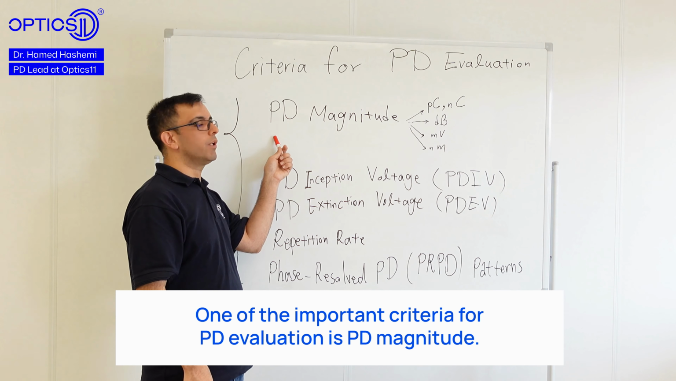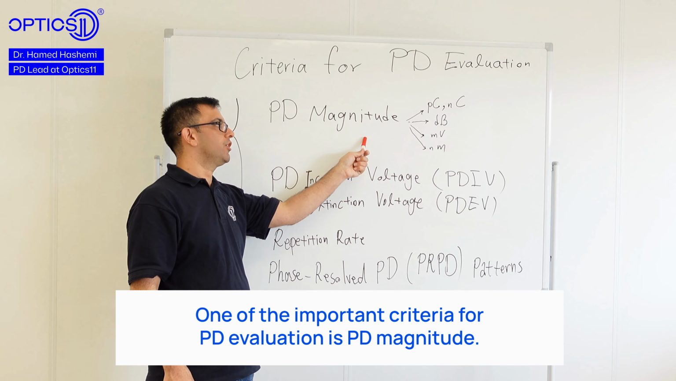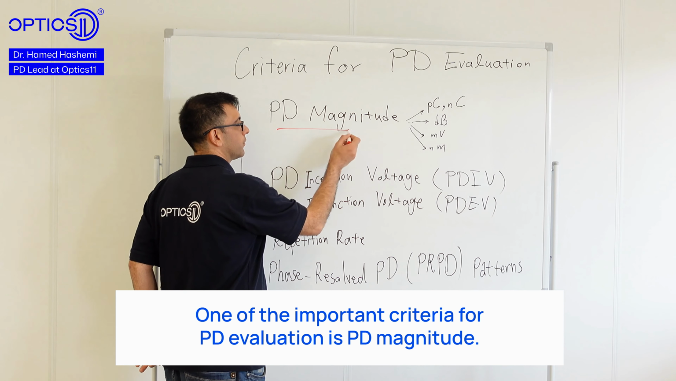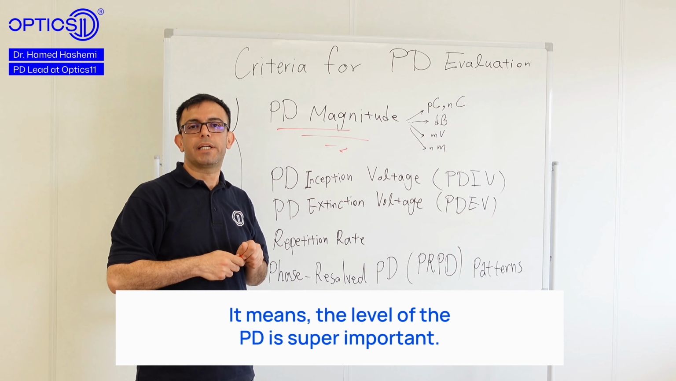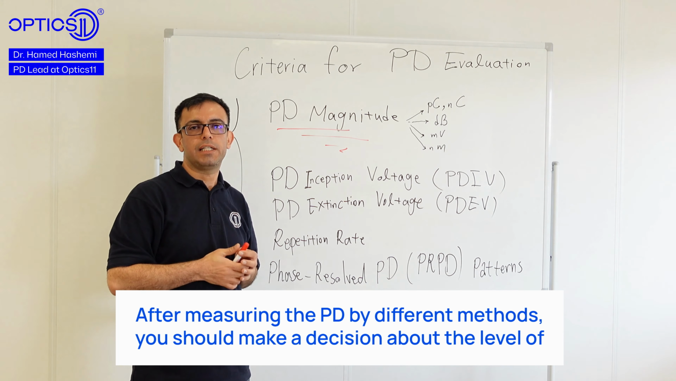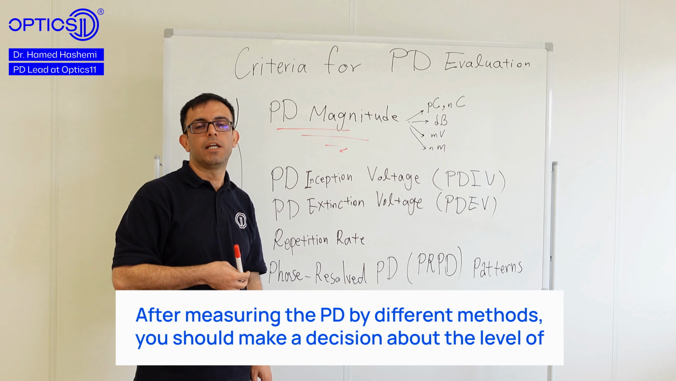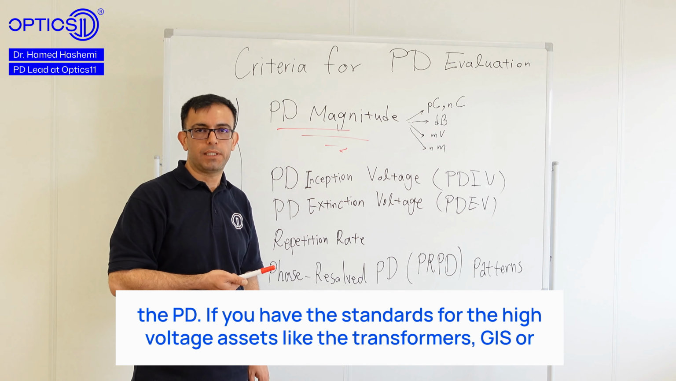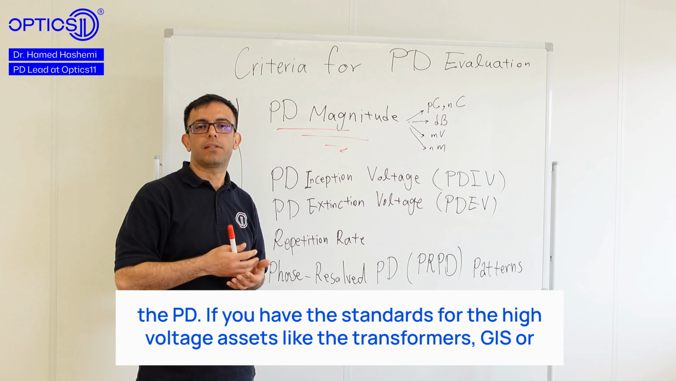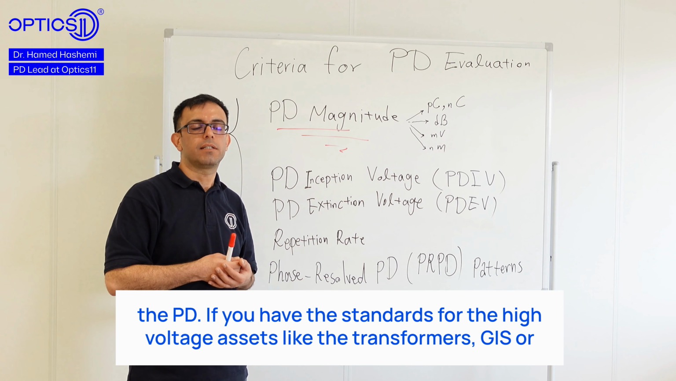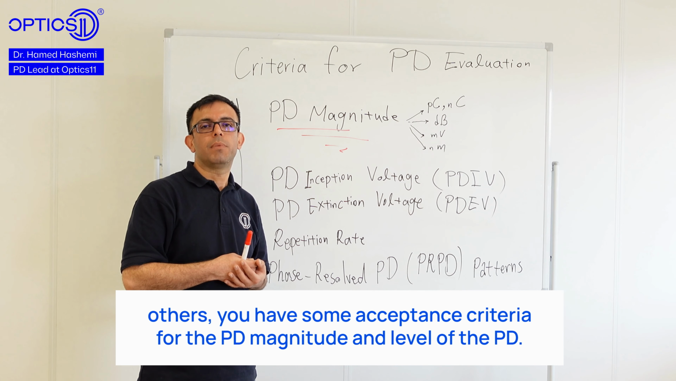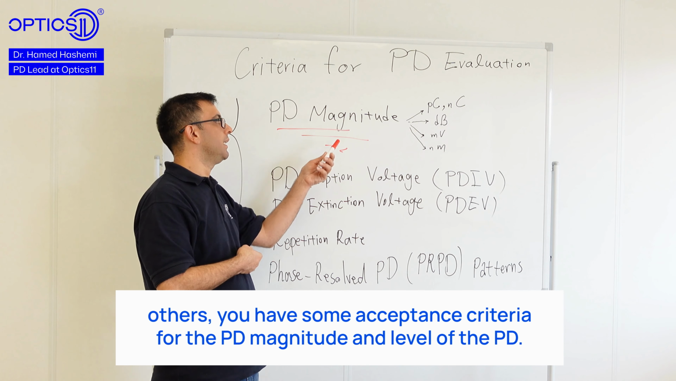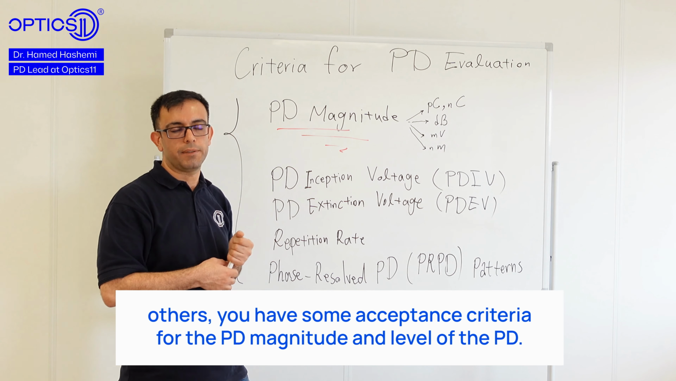The system and high voltage asset is at risk or it can work properly. One of the important criteria for PD evaluation is PD magnitude. It means the level of the PD is super important. After measuring the PD by different methods, you should make a decision about the level of the PD. If you have the standards for the high voltage assets like the transformers, GIS or others, you have some acceptance criteria for the PD magnitude and level of the PD.